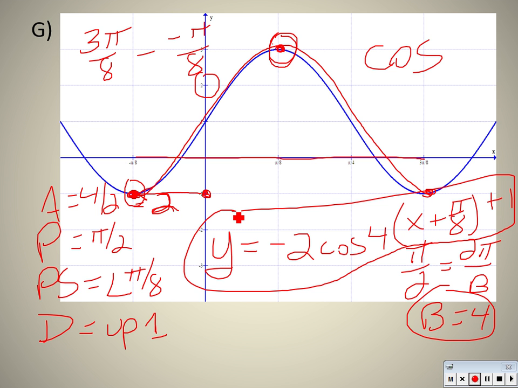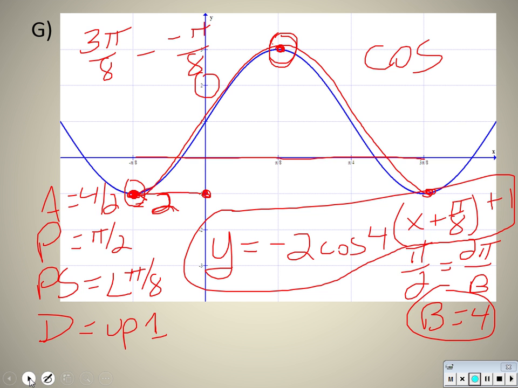So that's part G. So whenever you have the graph of a function, make sure you first identify what type of shape the graph appears to be, then go through each of your different values, your amplitude, your period, your phase shift, your displacement, and then once you do those things, it makes it a little bit easier to write the equation for the graph.